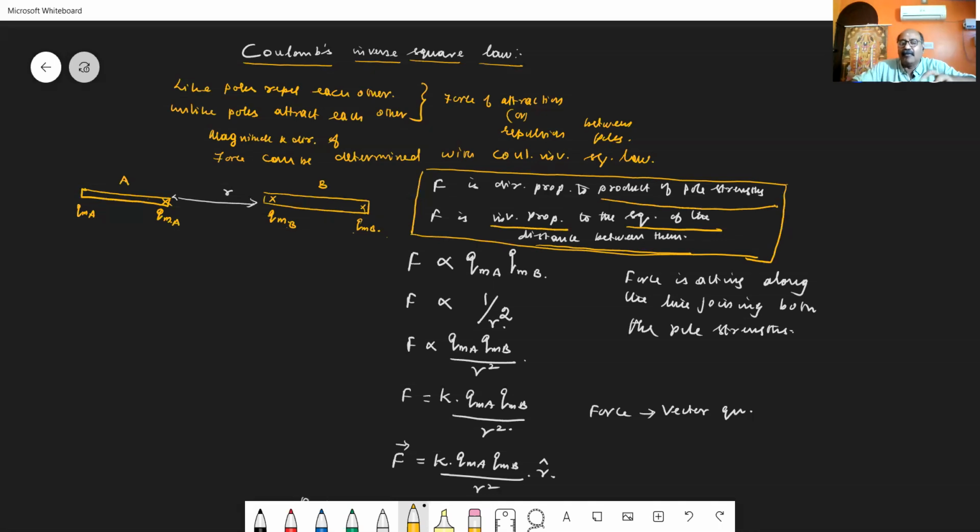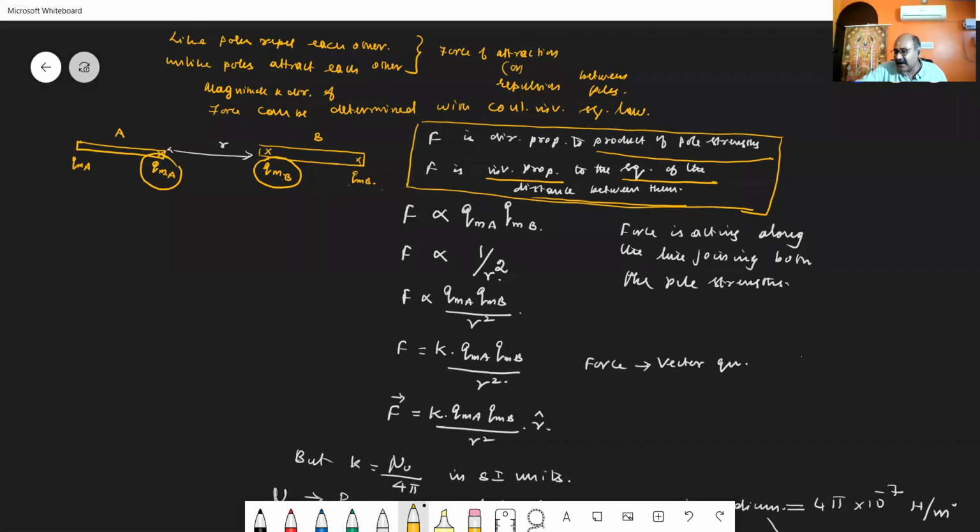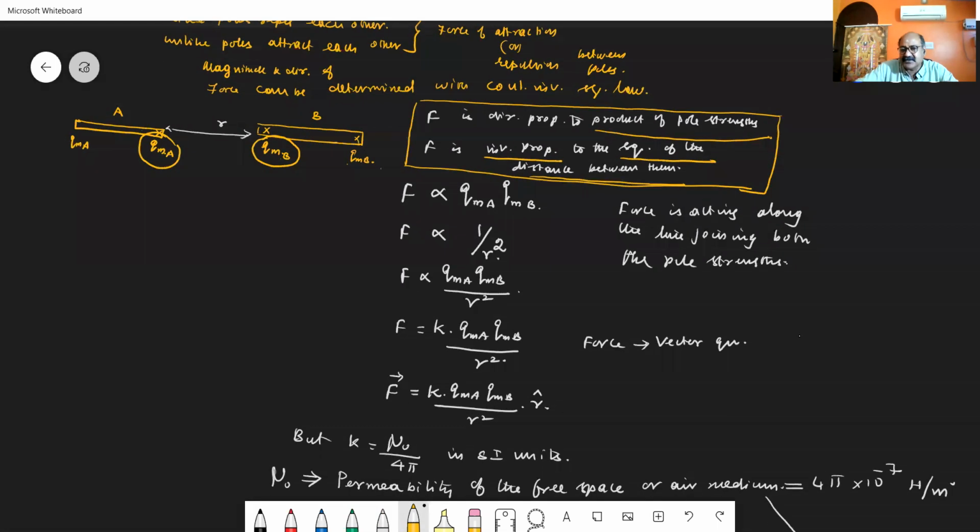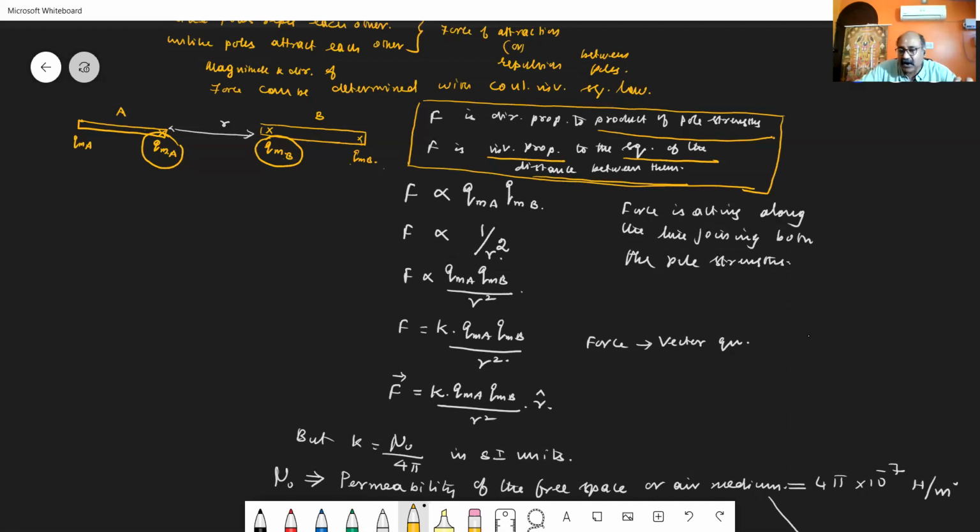So in mathematical form, I can write F proportional to the product of pole strengths. Pole strength of the first bar magnet is QMA and for the second bar magnet is QMB. So I am writing F proportional to QMA into QMB. Similarly, force is inversely proportional to the square of the distance, so F is proportional to 1 by R square. Combining, I can write F proportional to QMA into QMB by R square. Remove the proportionality, you can introduce a constant.